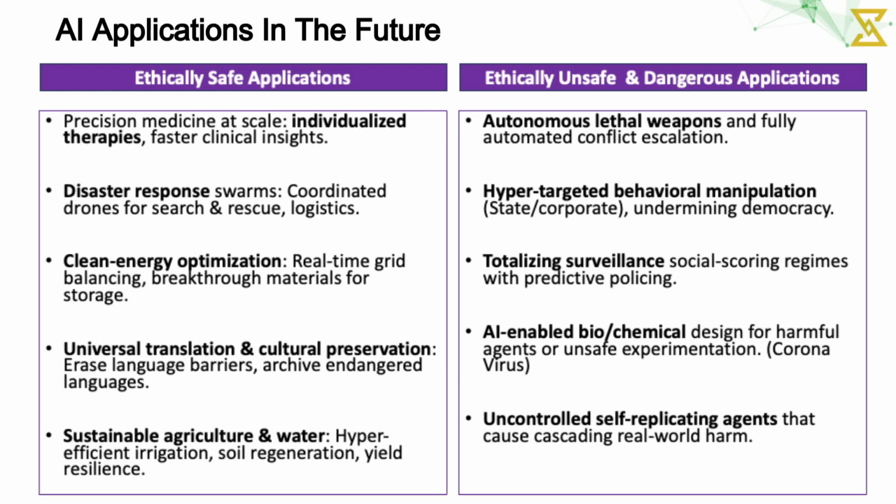AI-enabled bio and chemical design for harmful agents or unsafe experimentation. The best example here is the coronavirus, which is an artificially manufactured and patented virus technology. And lastly, uncontrolled self-replicating agents: AI programs that copy themselves and spawn new instances across systems, cloud accounts, or devices without effective limits or oversight. For example, a self-replicating virus can bring down the world's financial systems or shut down the power supply of an entire city.